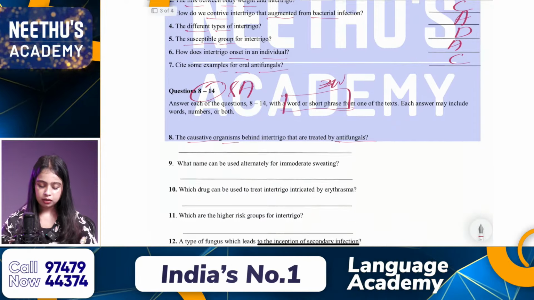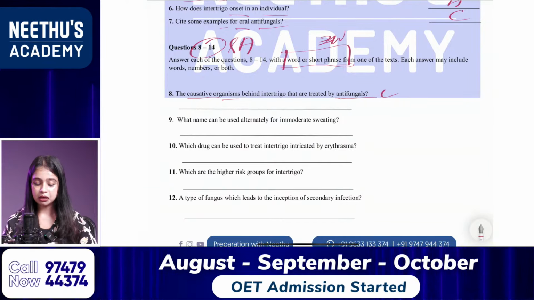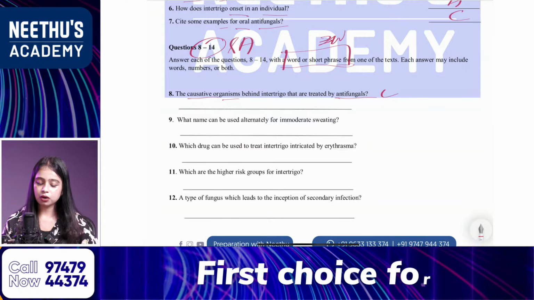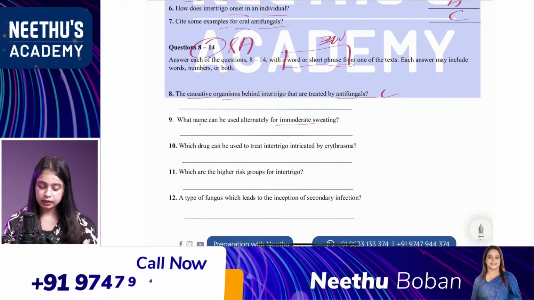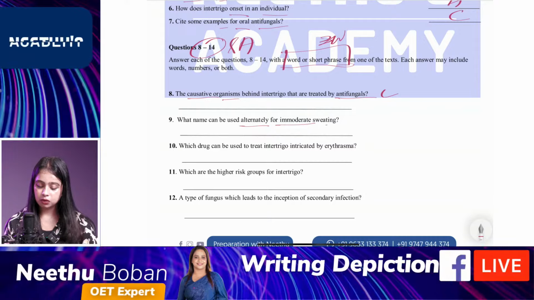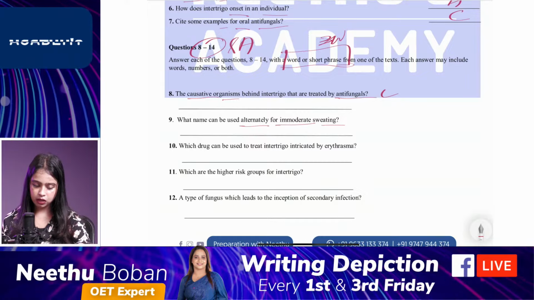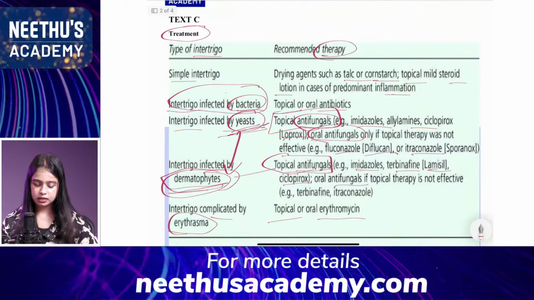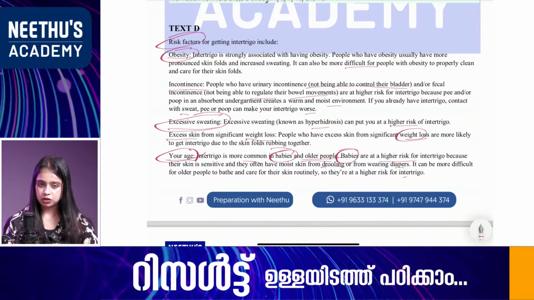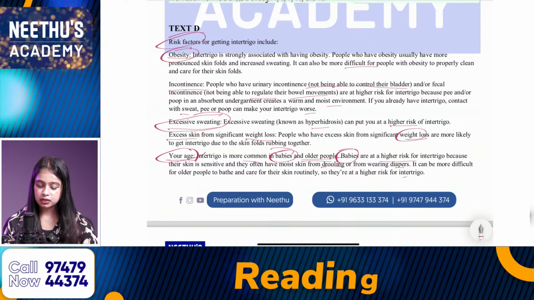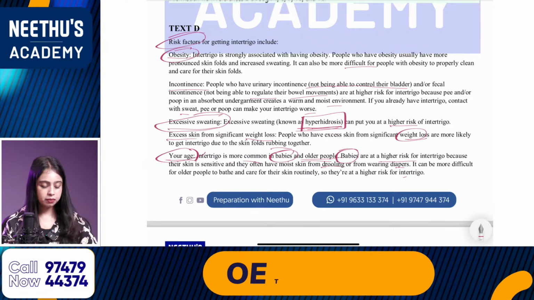Okay, then 9th one, and that's from text C. 9th question: What name can be used alternately for immoderate sweating? Immoderate, which means very severe. Okay, what name can be used alternatively? Immoderate sweating. So sweating, and that is one of the complications, I guess. So that's from text D. Okay, see, excessive sweating or immoderate sweating. Excessive sweating known as hyperhidrosis. So, very simple question, answer is hyperhidrosis from text D.